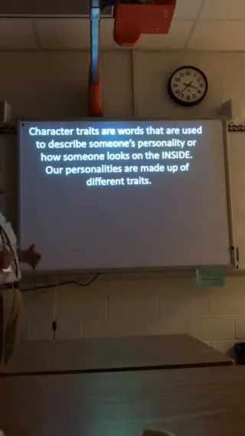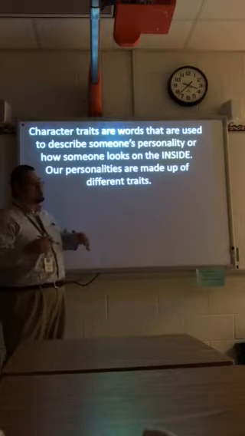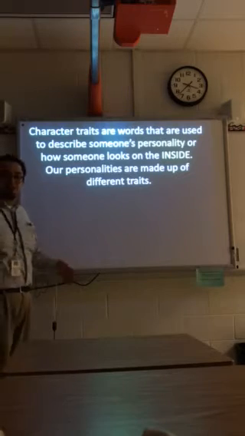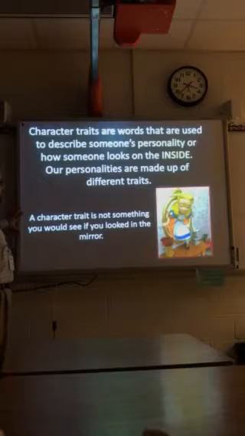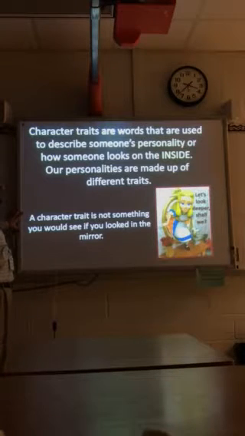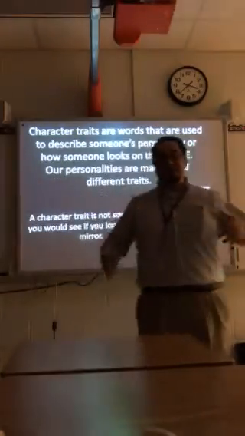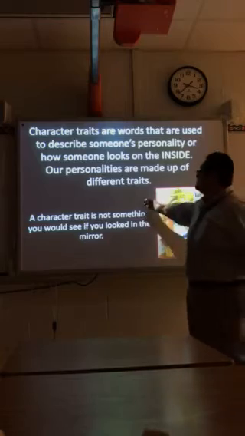Character traits are words that are used to describe someone's personality or how someone looks on the inside. Our personalities are made up of different traits. Let's look at some of them. A character trait is not something you would see if you looked in the mirror. So if it's something that you can look in a mirror, that is not a trait. You can say that's used to describe someone, but that's not a trait.